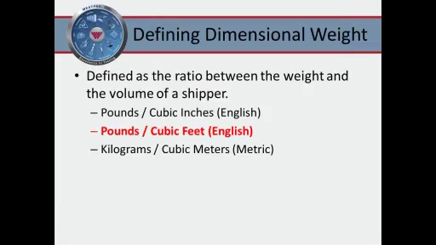But before that, let's get into a little background and give dimensional weight a clear definition that everyone can relate to. When you think about dimensional weight, it's simply the ratio between the weight and the volume of the shipper. The weight is typically measured in pounds, and because we're in America with English units, we measure volume in either cubic inches or cubic feet. Cubic feet is highlighted in red because most carriers will charge in cubic feet. If you're in the rest of the world, you're probably thinking in metric, which is kilograms per cubic meter.